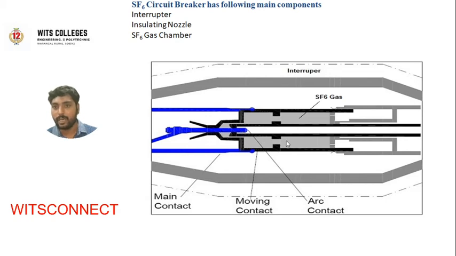Here it is filled with the medium, that is SF6 gas. It is a non-flammable gas. Okay na? It is not flammable. Here the main parts are the interrupter, insulating nozzle and SF6 gas chamber. The total system is enclosed with porcelain material that protects the system from the outside atmospheric conditions. This is the basic diagram of the SF6 circuit breaker and these are the components.